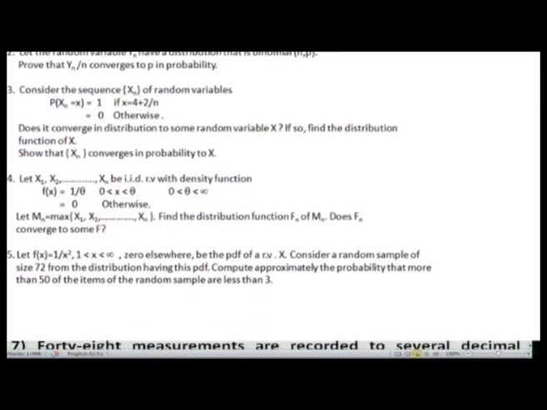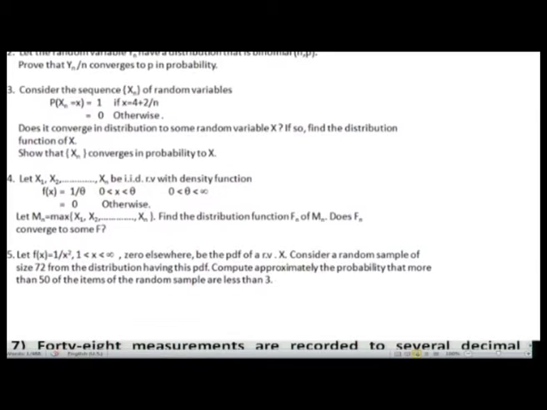If you are given that f(x) is 1 upon x squared, where x varies from 1 to infinity, and 0 elsewhere. This is how we are defining this PDF, and this is the PDF of a random variable X.